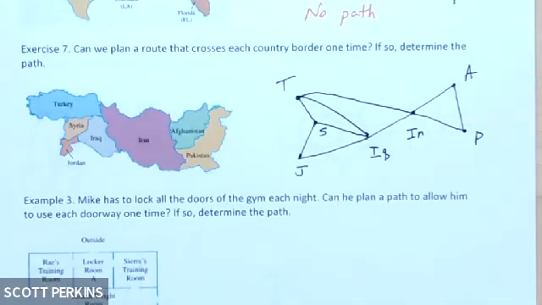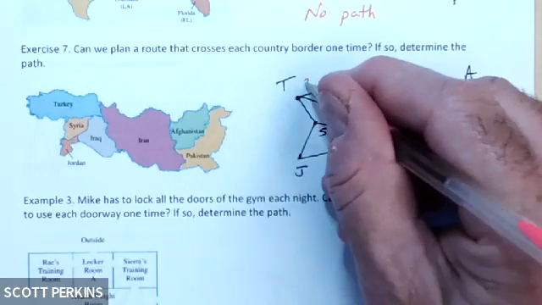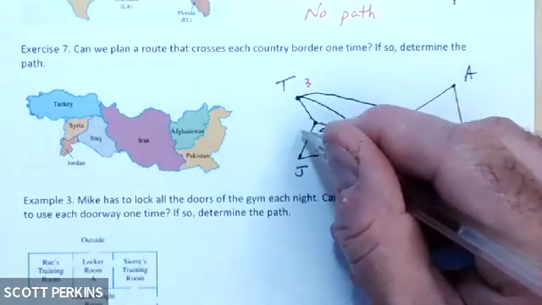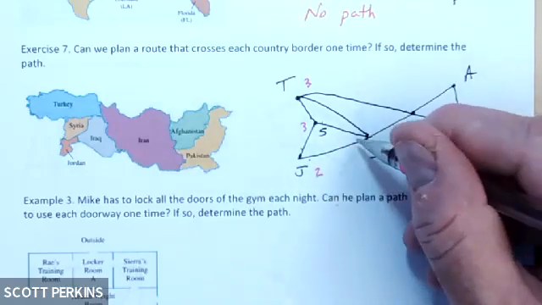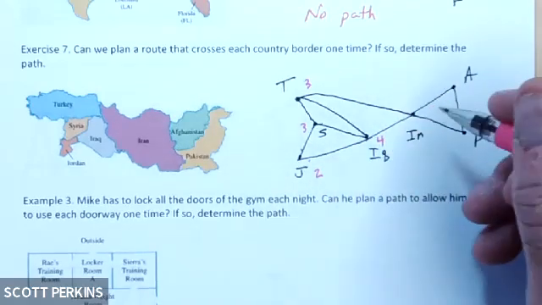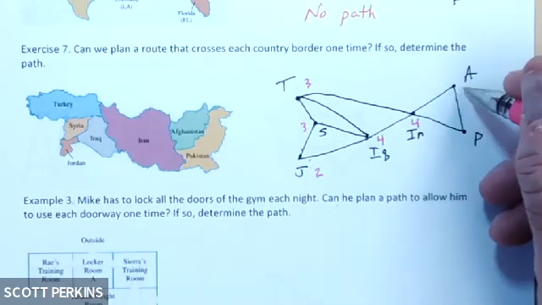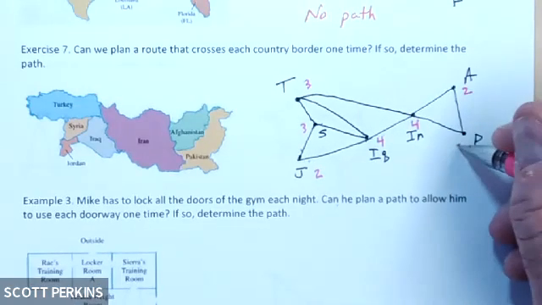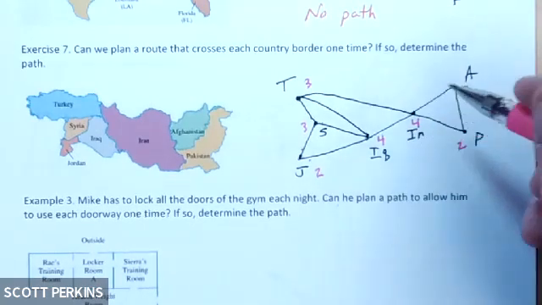So then the question is, can I cross each of those borders one time? So Turkey has degree 3, Syria 1, 2, 3. Jordan has degree 2, Iraq 1, 2, 3, 4, Iran 1, 2, 3, 4, Afghanistan has 2, Pakistan has 2. So the answer to the question is yes, we can find an Euler path on this one.